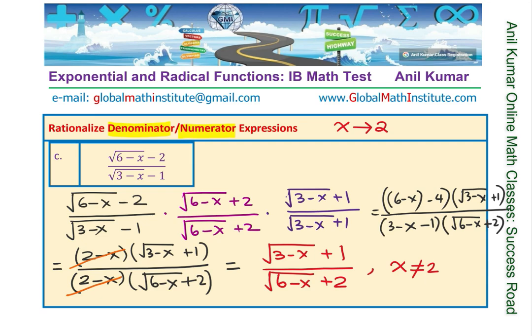Now if I substitute 2 here, what happens? Check. If I substitute 2, I get square root of 6 minus 2, minus 2 in the numerator, and in the denominator we get square root of 3 minus 2 minus 1. And see, 6 minus 2 is 4, so square root of 4 minus 2. And here we get square root of 1 minus 1, and that is 2 minus 2. And here we have 1 minus 1, and both ways we get 0 over 0. You see now that when x approaches 2, rather when x is equal to 2, we get 0 over 0. This is called indeterminate.